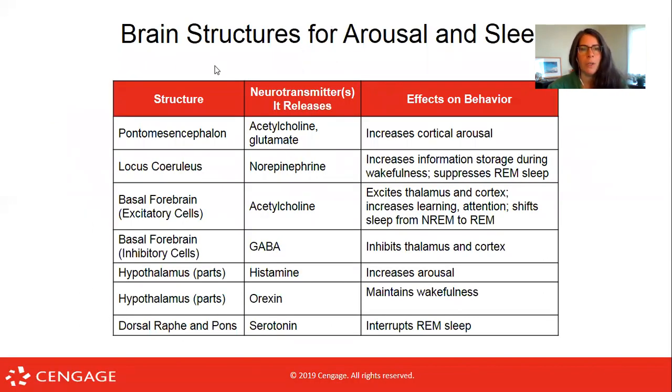Here is a nice figure that I've found by your publisher that lists the structures, the neurotransmitters that are involved, and their effects on behavior.